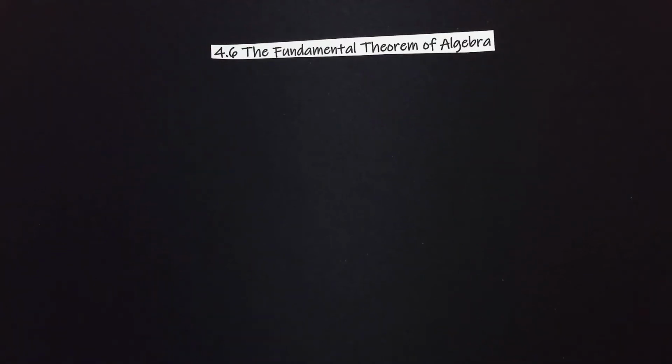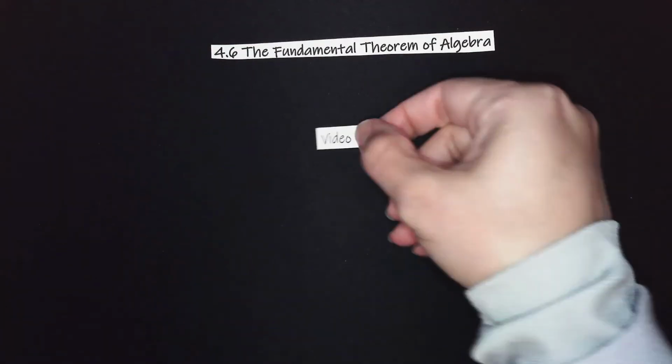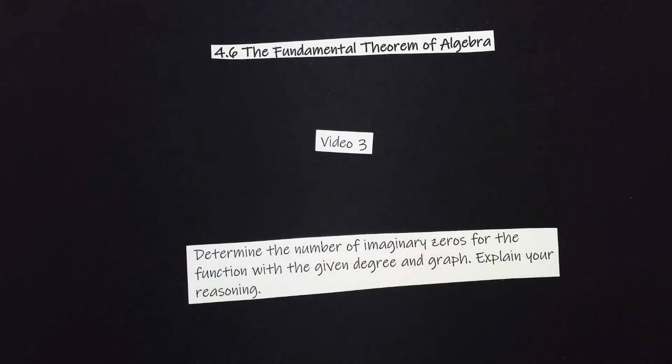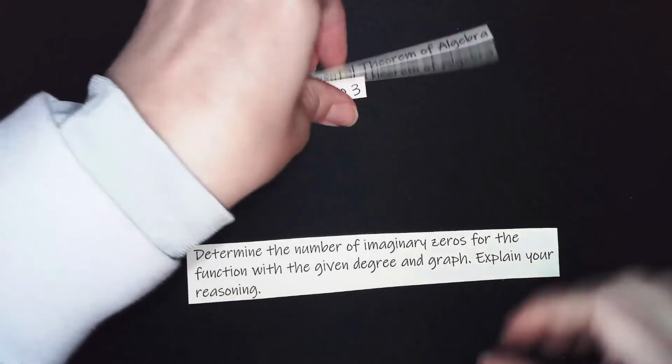We're on 4.6, the fundamental theorem of algebra. This is video number 3, and we are determining the number of imaginary zeros for a function if we are given the degree and the graph, and we need to explain why we get what we get.